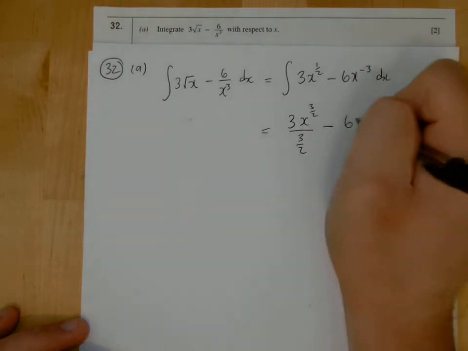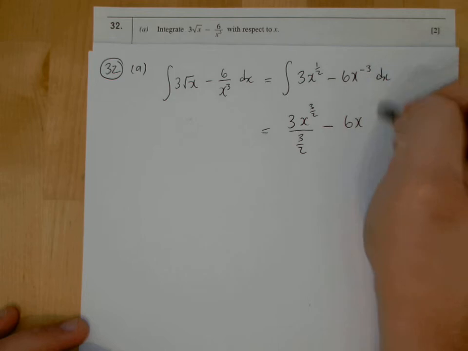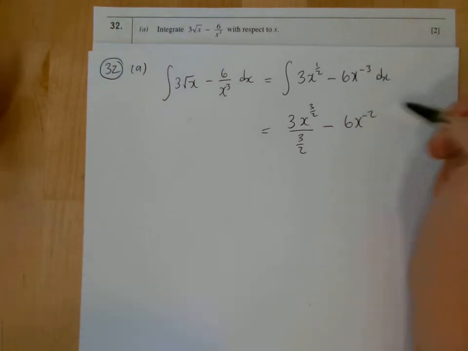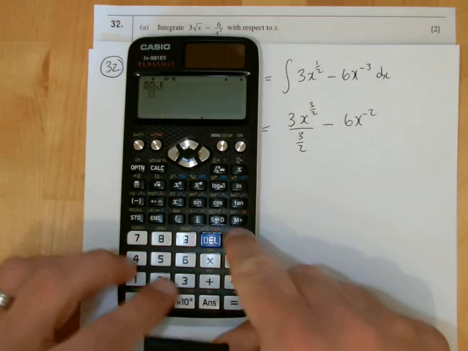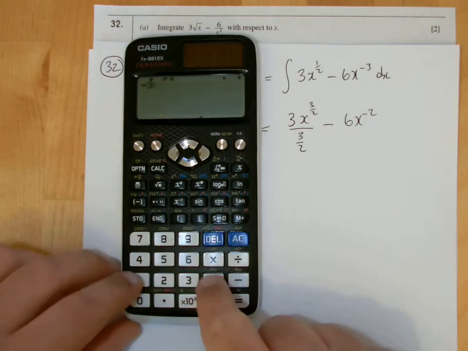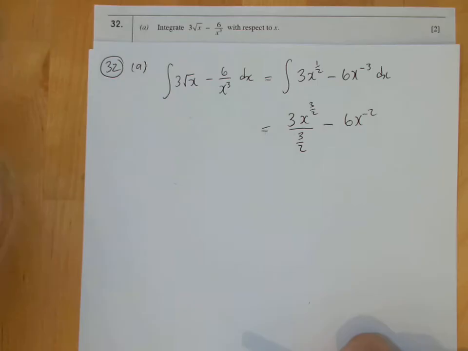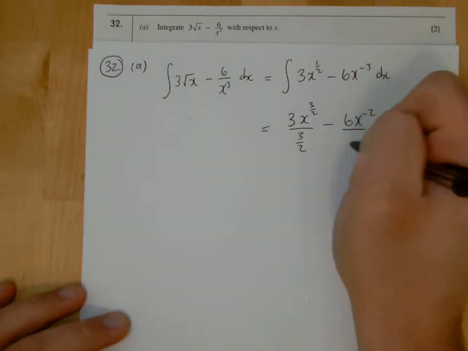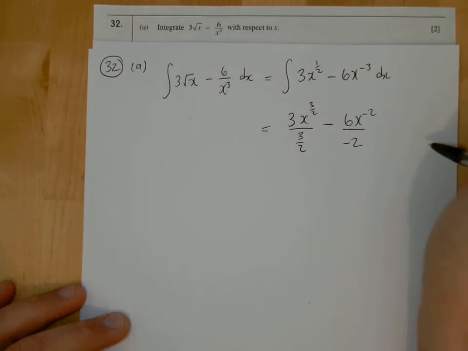Same here. Add 1 to that power there. So if you add 1 to minus 3, you get minus 2. Okay, so be careful, it's not minus 4. And again, as I said, use your calculator. Minus 3, add 1, comes to minus 2, right? In the exam, you're under pressure. You want to just double check that. And divide by that new power there, okay, which is minus 2.